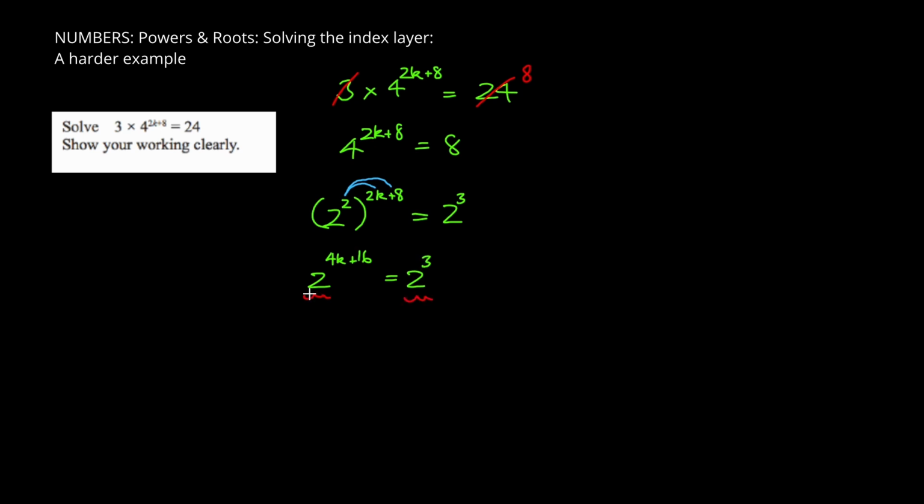We've done it. Well, if we've got the same base number and we've got an equal sign, it must be that 4k plus 16 must equal 3. So 4k must equal negative 13, the 16 subtracting from both sides. So therefore, k is equal to negative 13 over 4. And if I've done the arithmetic right, that is your answer.